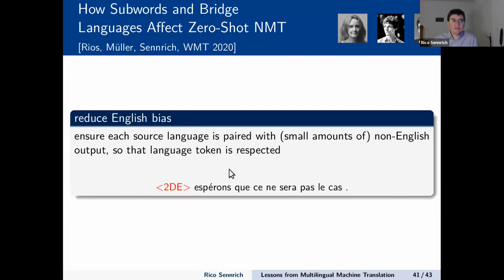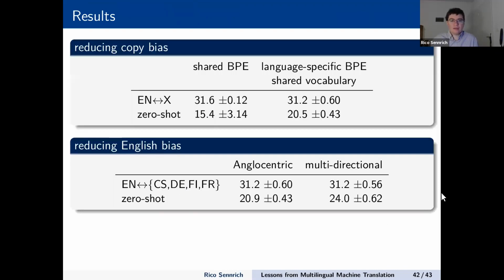Or this bias that it just learns to produce English if the input is French and ignores this language token. You can reduce this if you make sure that every input language has been seen with at least 2 different output languages, even if it's just small amounts. And that is enough to force the model to pay more attention to this. And in the interest of time, I'll just go through this very quickly.